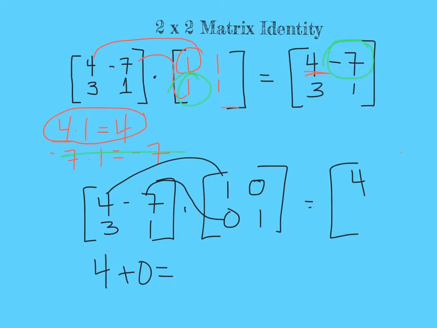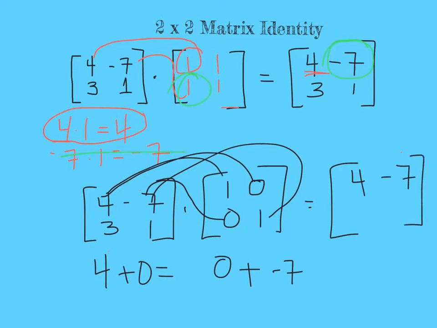Now you would do 4 times 0, which is 0, plus negative 7 times 1, which is negative 7. And we get 0 plus negative 7, negative 7. Now let's just quickly check if it works with our second row of the first matrix. I'm going to use a different color. What is 3 times 1? It's 3, plus, what is 1 times 0? 0. So we get 3.